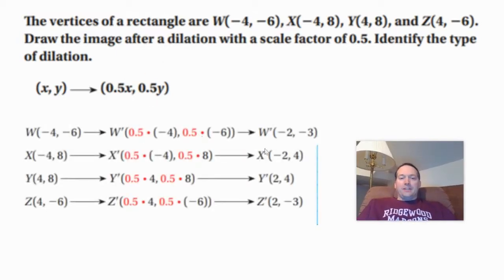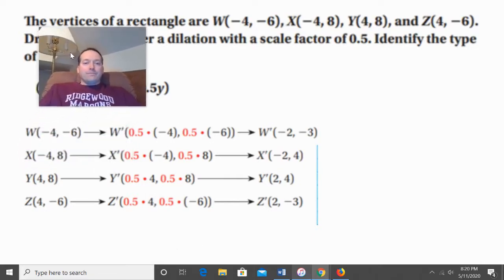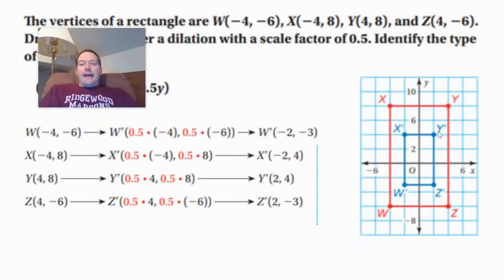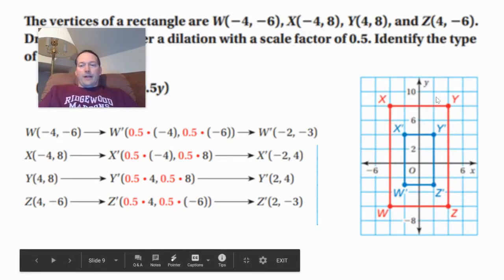I'm not going to go through each and every point here. I think you can figure out 0.5 times negative 4 is going to be negative 2. 0.5 times negative 6 is negative 3. Okay, not going to go too much into that, but if you plot the points, now it's going to be a grid that is in 4 quadrants.